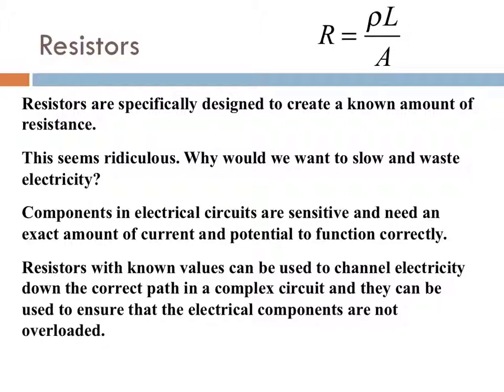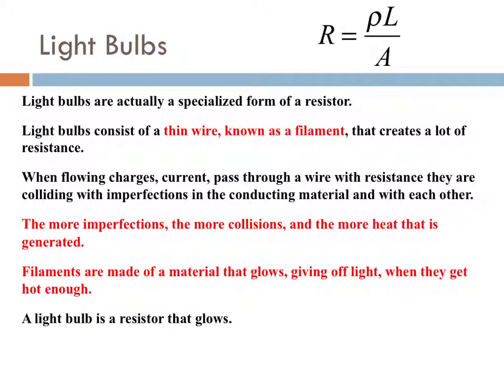Again, all of this is just background information so that you understand where we're coming from. Light bulbs are actually a specialized form of a resistor. We know that inside light bulbs, we have a thin wire known as a filament. So as the current goes through our wire, it's hitting a bunch of other particles or other charges and also other imperfections in the conducting material. So the more imperfections, the more collisions, and the more heat that is generated. Again, that relationship with the temperature. So filaments are made of a material that glows, giving off light when they get hot enough. Again, a light bulb is a resistor that glows.